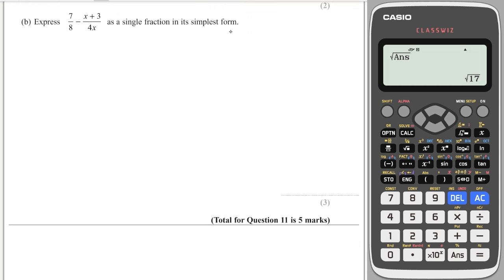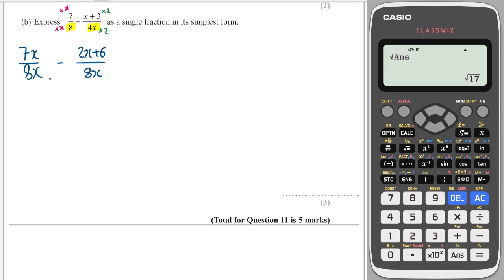An algebraic fraction. Whenever we're adding fractions, whether they're just normal or algebraic, we have to find a common denominator. So the lowest common denominator between these two would be 8x. So I need to convert them both into 8x. This left one, I've got to multiply top and bottom by x, which is going to give me 7x on top. And this one over here, I've got to multiply top and bottom by 2, which is going to give me 2x plus 6 and 8x on the bottom.